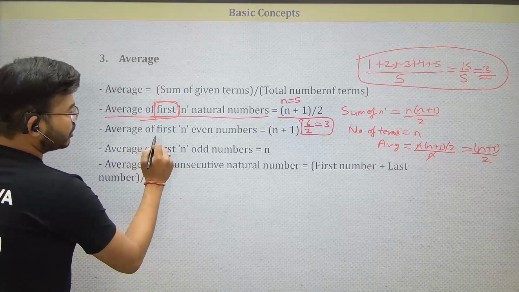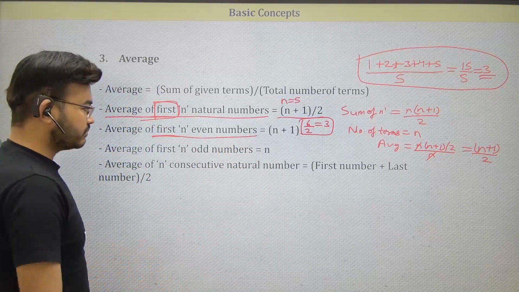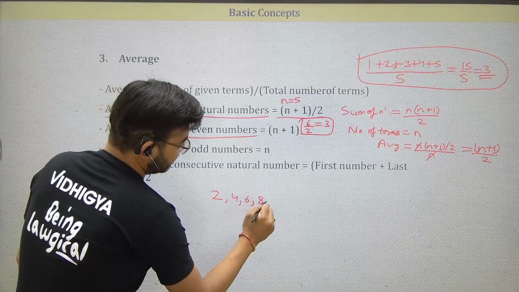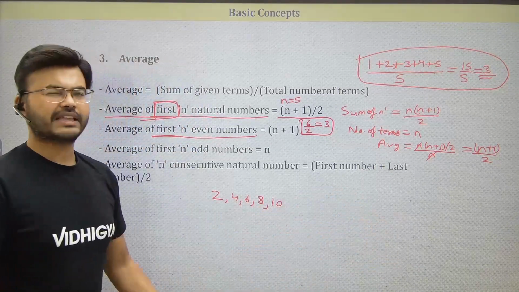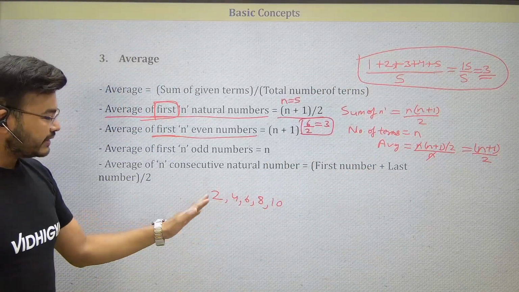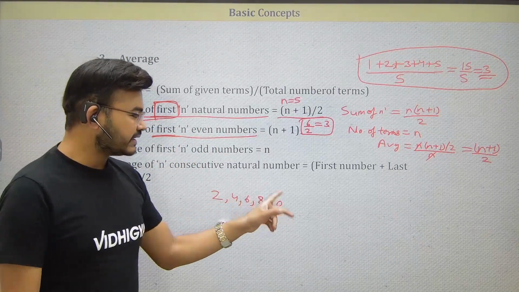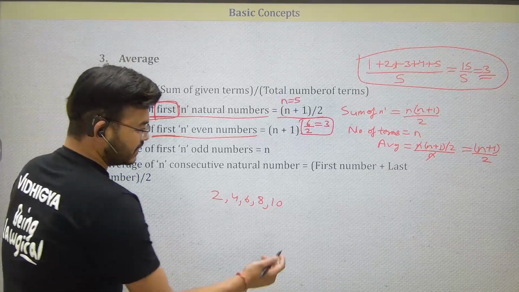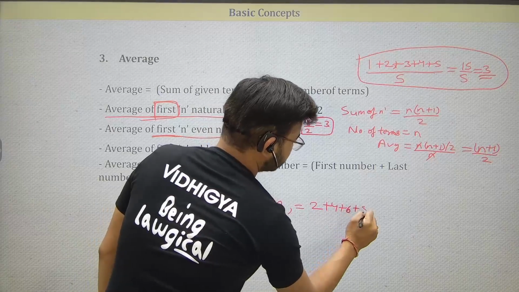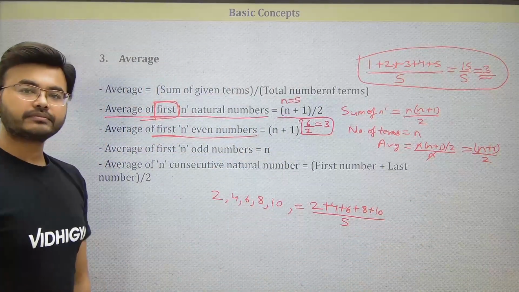Next, average of first n even numbers. So the first even numbers are 2, 4, 6, 8, 10, and this will go on till infinity. Let's just say that we need to find the average of the first n even numbers, let's say 2, 4, 6, 8 and 10. We need to find their average. So one of the ways is to just add 2 plus 4 plus 6 plus 8 plus 10 and then divide by 5.